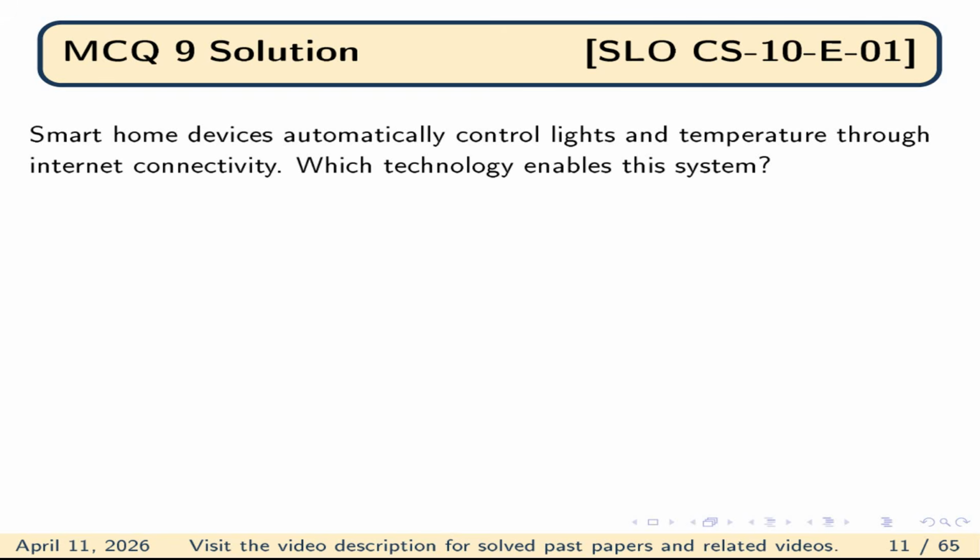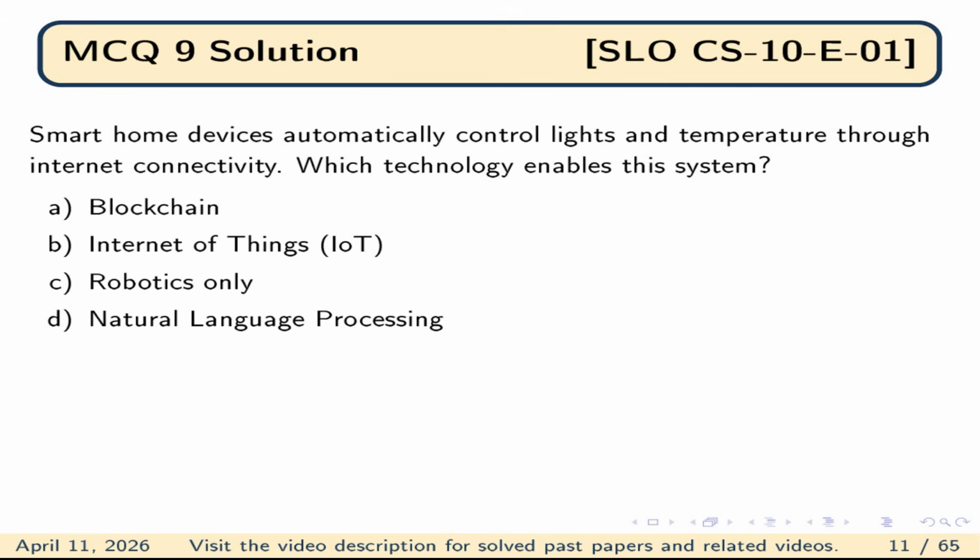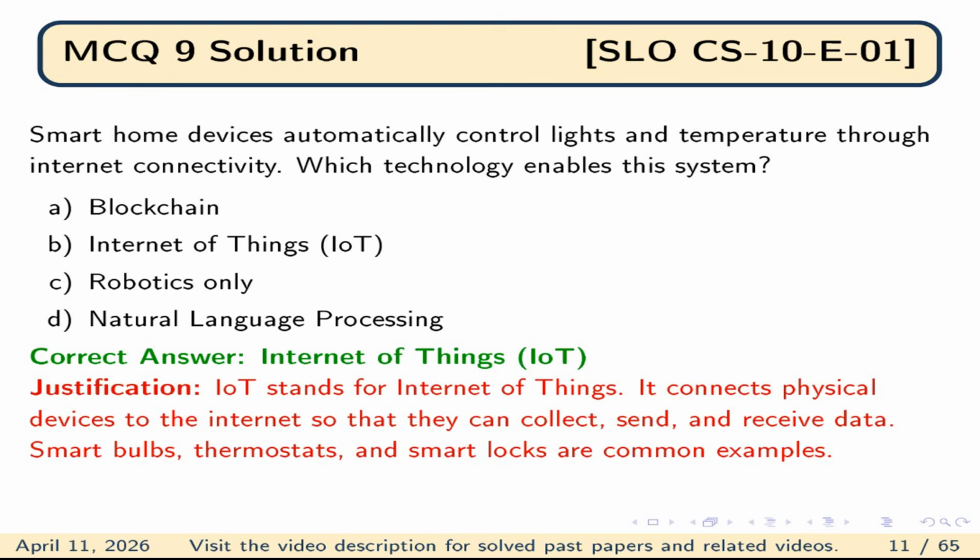Question number 9. Smart home devices automatically control lights and temperatures through internet connectivity. Which technology enables this system? Blockchain, Internet of Things, robotics only, natural language processing. The correct option is Internet of Things, that is IoT. Because IoT stands for Internet of Things, it connects physical devices to the internet so that they can collect, send, and receive data. Smart bulbs, thermostats, and smart locks are common examples of IoT.